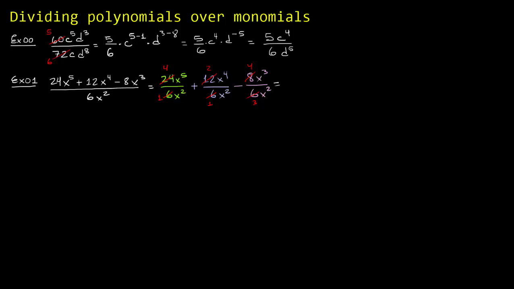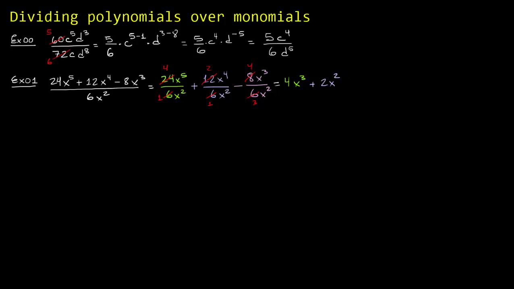The first one we simplify to 4 times x, and we subtract the exponents, so 5 minus 2, which makes 3. Here it is. The next one is going to be 2 times x raised to the 4 minus 2, by subtracting both exponents. So this will make, of course, x squared.